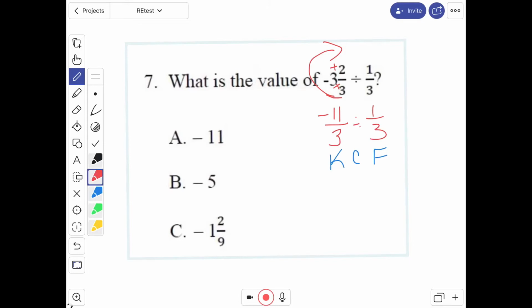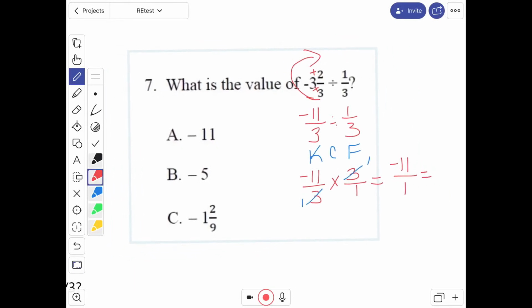Then we remember the rules for keep, change, flip. When you're dividing fractions, you use keep, change, flip. So I keep the negative 11 over 3, change to multiplication, and flip the last fraction. And I see that I can simplify 3 and 3. They both become 1s. And then I go straight across. Negative 11 times 1 is negative 11. 1 times 1 is 1. So that's just negative 11.